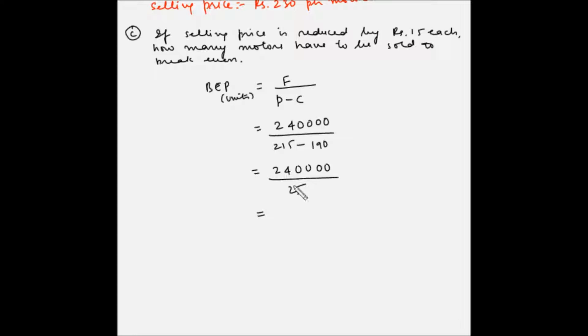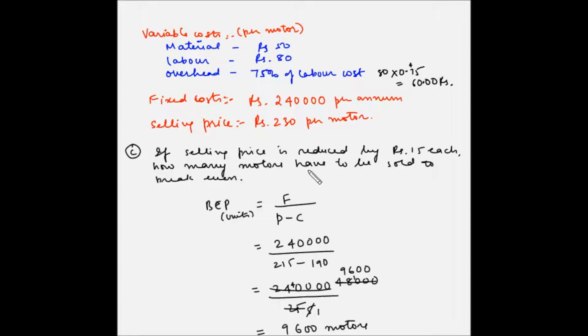So this is equal to, so let's divide both these numbers by 5. So 5 5s are 25, 5 4s are 20, 4 carry over, 5 8s are 40, and then 3 zeros. Again let's divide by 5. So 5 1s are 5, 5 9s are 45, 3 carry over, 5 6s are 30, and 2 zeros. So 9,600 motors need to be manufactured and sold per year in order to break even if our selling price is reduced by 15 rupees each.